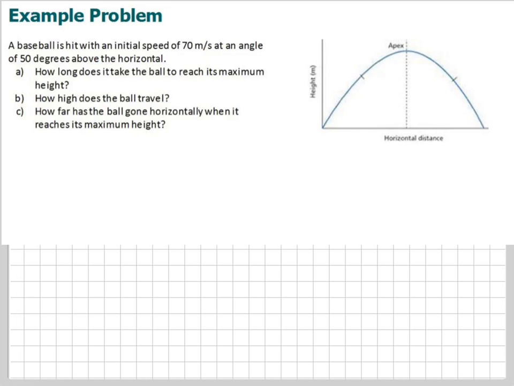So we have a baseball here that is hit with an initial speed of 70 meters per second at an angle of 50 degrees above the horizontal. And I'm being asked three different questions. First of all, how long does it take the ball to reach its maximum height? Then I'm being asked, how high does the ball travel? Then I'm being asked, how far does the ball go horizontally when it reaches its maximum height?